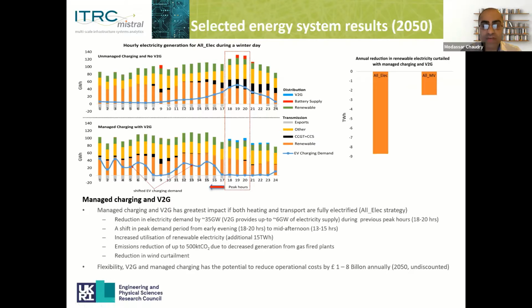So these actions have other impacts, such as reduction in use of gas-fired generation. We have a reduction in emissions, and we have greater utilization of wind and therefore less curtailments. And the diagram you see on your top right-hand side shows the annual reduction in curtailments for when managed charging and V2G services are used for the all-electric and the multi-vector strategy. And in both cases, you see big reductions in curtailments of up to around 8 terawatt hours. So with this flexibility, managed charging and V2G services, we show this could potentially reduce operational costs in the range of £2 to £8 billion annually in 2050.